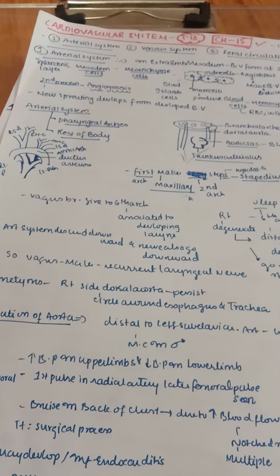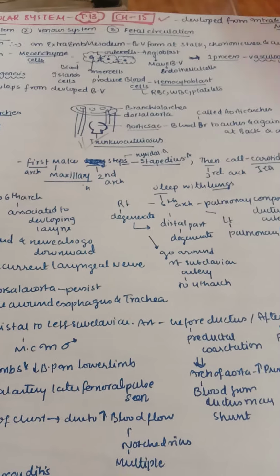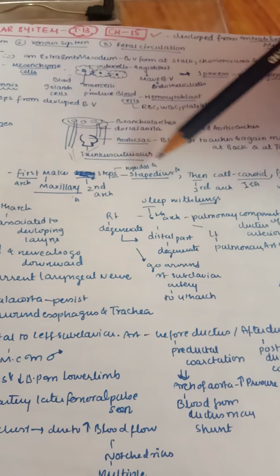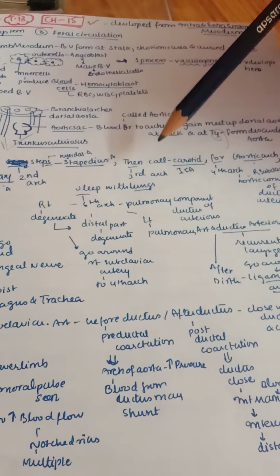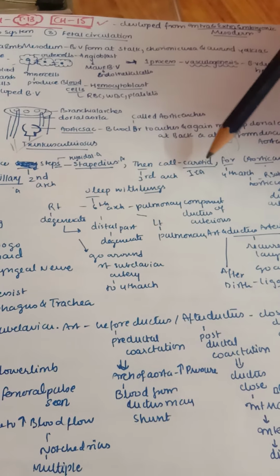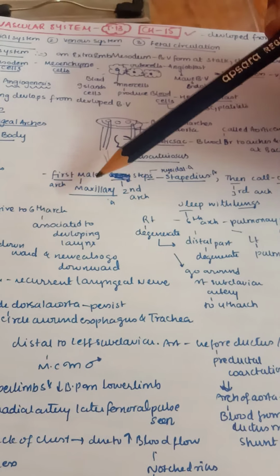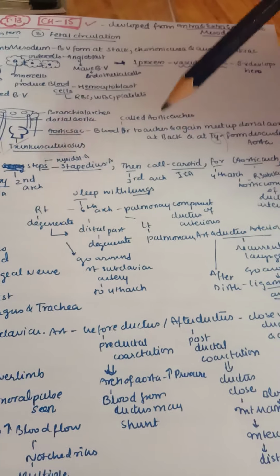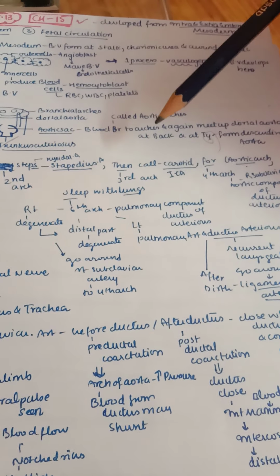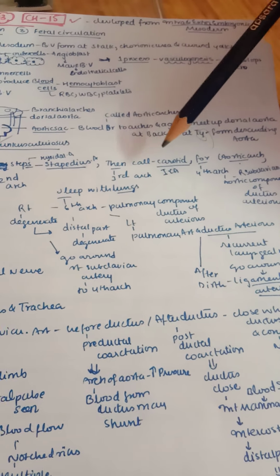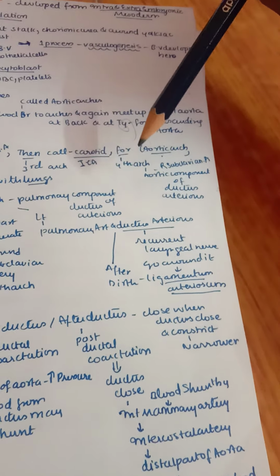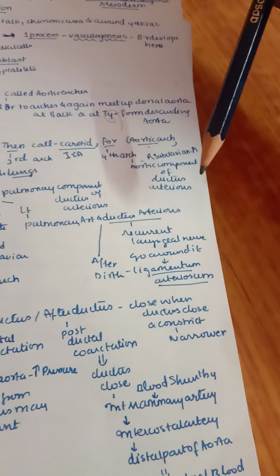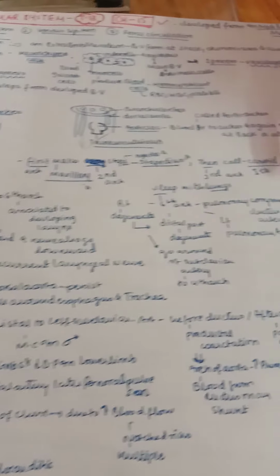Now let us see which arch is related to which structure. The first arch is mainly related to the maxillary artery, the second arch to the hyoid artery and stapedial artery, and the third arch to the carotid artery, the internal carotid artery. You can remember it like this: first is maximum, so maxillary; second, second S, so stapedial; and third, what is the third letter in our alphabet, C, so carotid, internal carotid. The fourth arch gives rise to our right subclavian artery and also the aortic component of the ductus arteriosus, and also the aortic arch.